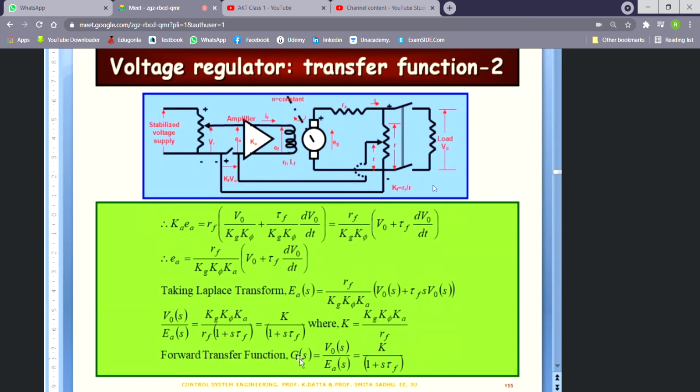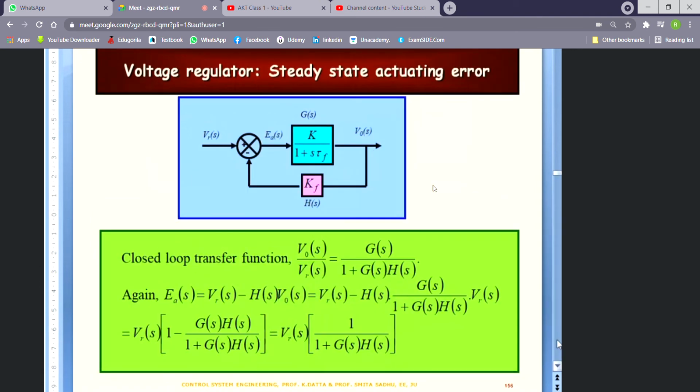So the forward path transfer function, if we denote it by G(s), expressing VO(s) by EA(s), is given by K by 1 plus s tau f. Of course, K is equal to whatever we've stated over here, Kg K5 Ka by Rf, and tau f is equal to Lf by Rf, that is the field inductance by resistance. This is the overall forward path transfer function that we have managed to derive. That will make our work of drawing the block diagram easier.